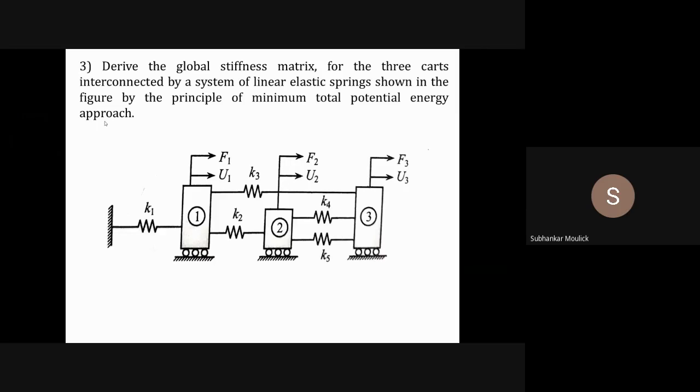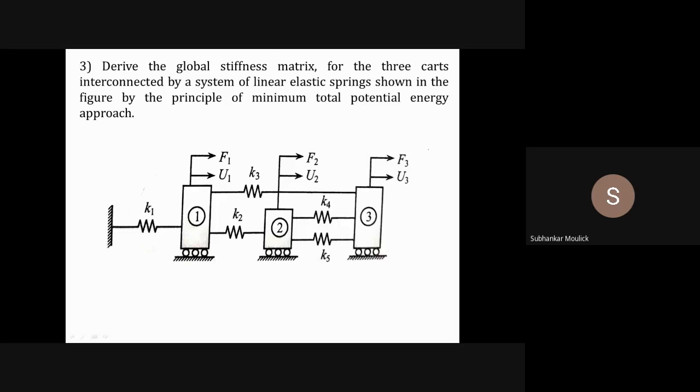The problem is: derive the global stiffness matrix for the three carts interconnected by a system of linear elastic springs shown in the figure by the principle of minimum total potential energy approach. That means for this entire spring-cart system, what is the overall global stiffness matrix that I need to determine by using the principle of minimum total potential energy approach. If I want to use this principle, first of all I need to determine the total potential energy of the complete system.